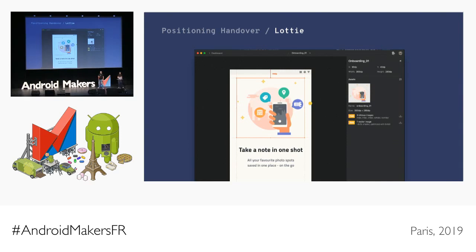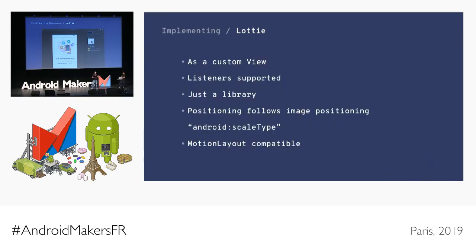For positioning handover, we use Zeppelin. We use Zeppelin for almost everything else as well. The great thing about Lottie is that it's just an image view, practically. It supports the same things you already use for image view. So your designer can position it in Zeppelin as it would position any image views in general, and as a developer, you can use even the same scale types from the image view positioning, and you can position everything else the same way.